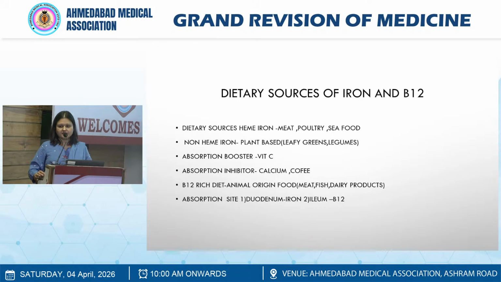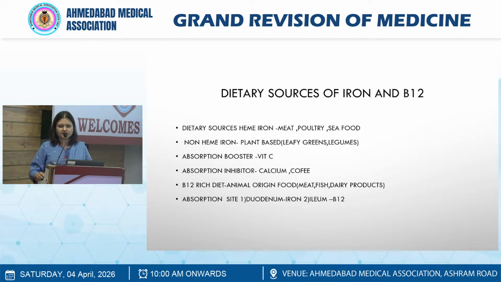Heme iron is absorbed, most of the heme iron is absorbed by the body, so it has high bioavailability. Okay. Meat, poultry, seafood. Non-heme iron is plant based, such as spinach, leafy greens and legumes that we eat. Okay, but its bioavailability is very low.